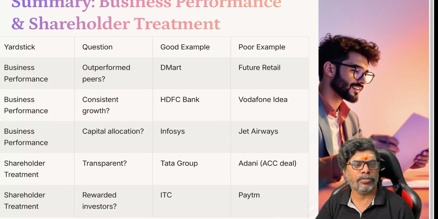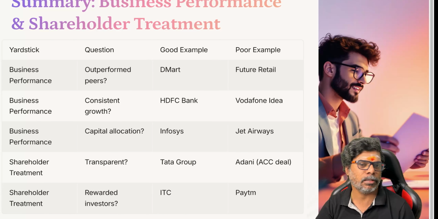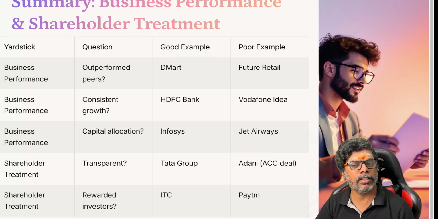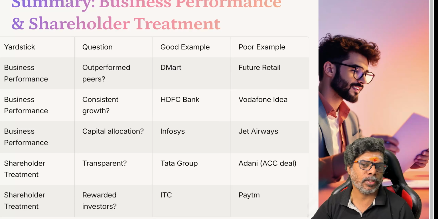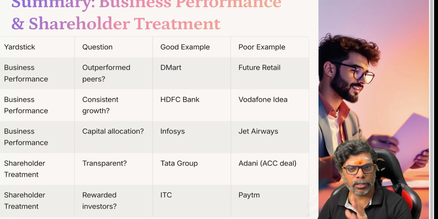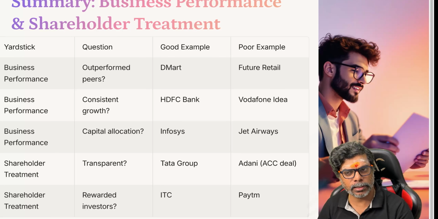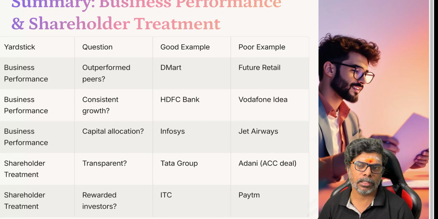Capital allocation: Infosys, Jet Airways. Jet Airways was the worst example, the worst company. Are they transparent? Tata Group is the best example, and Adani is a problem. The recent ESCC deal has a very, very big problem in it. I'll explain in coming slides. Are they rewarding the investors? The best one is ITC. The worst one is Paytm. So you can understand by this comparison, right? You can have this checklist and start ticking off your company.